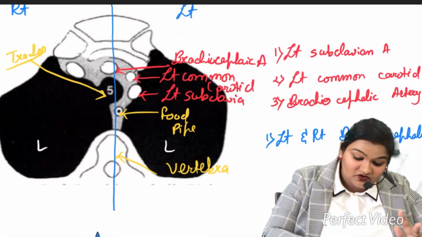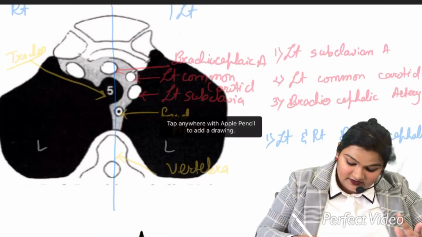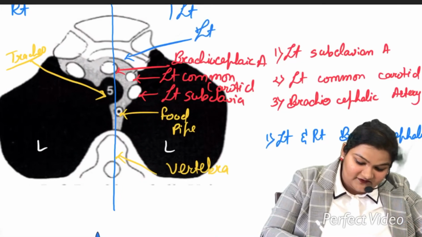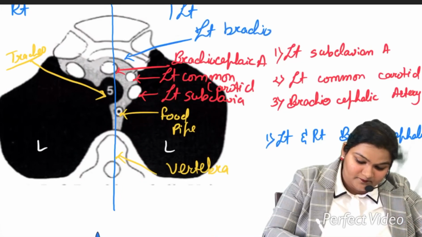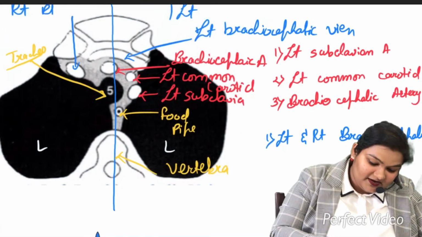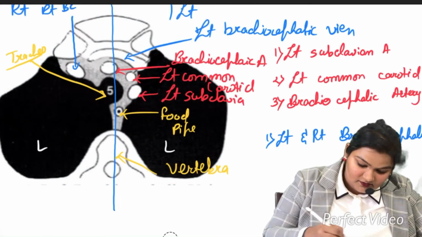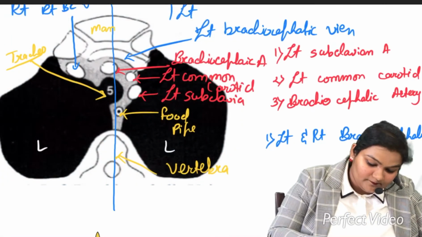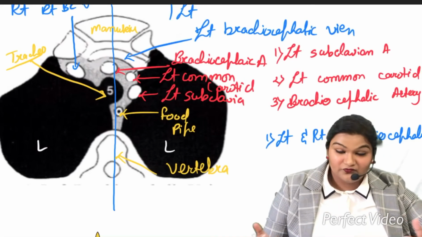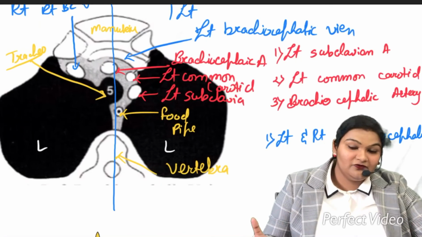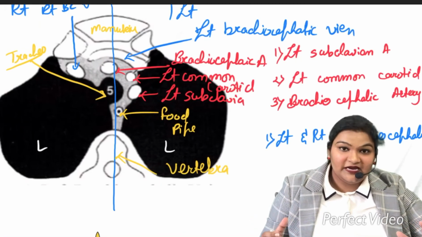Whichever vein is on the left side is our left brachiocephalic vein, and whichever is on the right side is our right brachiocephalic vein. This structure in front is our manubrium, right? So you have just read all of the structures in the CT scan at T1 and T2 level. So we are done at the T1 and T2 level.